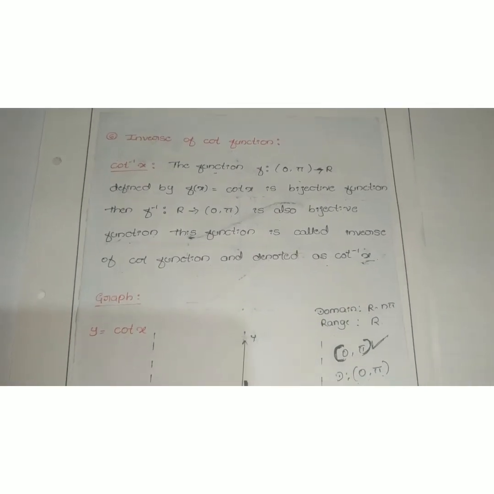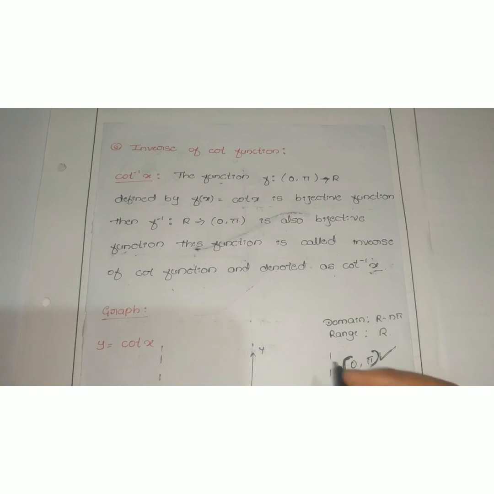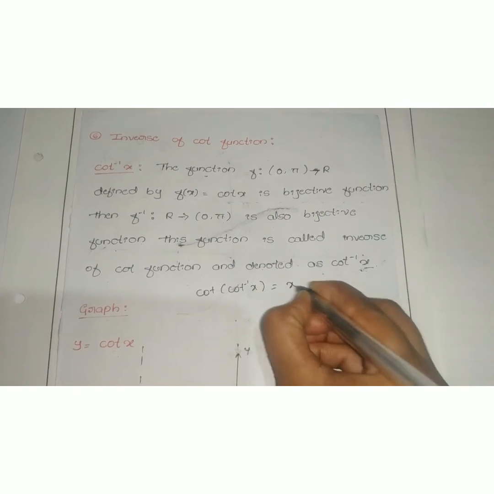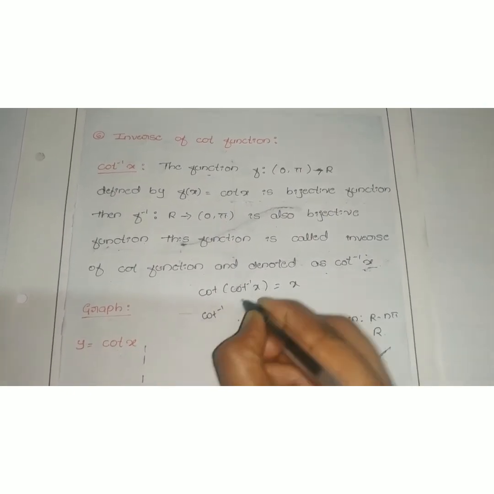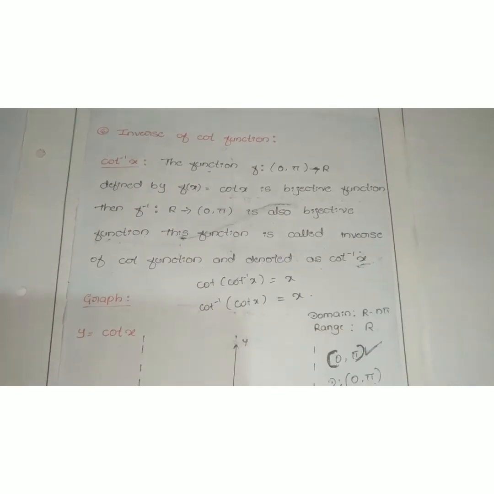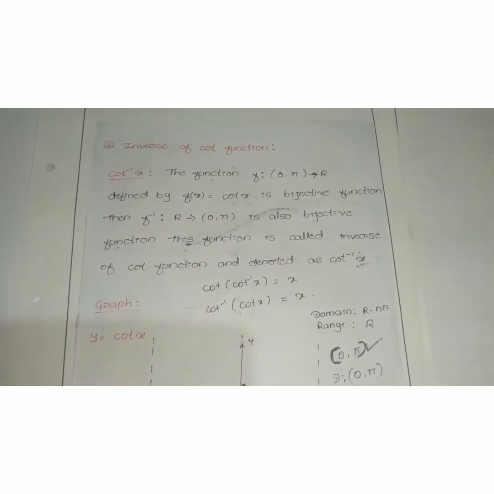And from the definition of the inverse function, cot of cot inverse x is x and cot inverse of cot x is also x. So these are the graphical representations of the inverse of trigonometric functions.